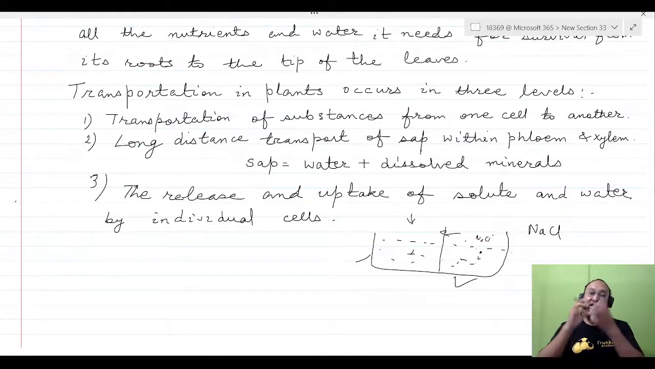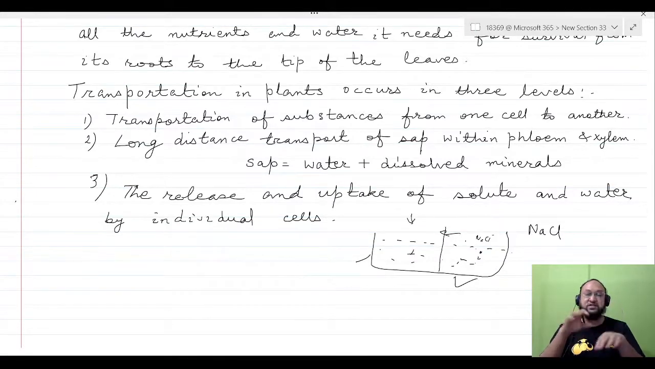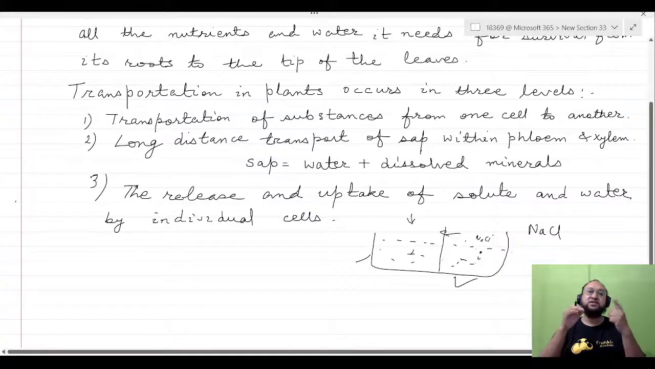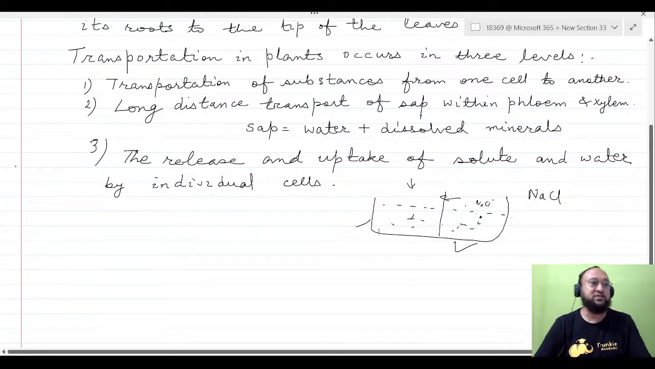So release and uptake of solute and water by individual cells is a regular phenomenon in plant tissues. Depending on the situation, there is a release of water or release of solute to change the concentration. So this happens in plants for transportation. The first is transportation from one cell to another. Second is long distance transport through the conducting tissue called xylem and phloem, and third is the uptake and release of solute and water by individual cells.